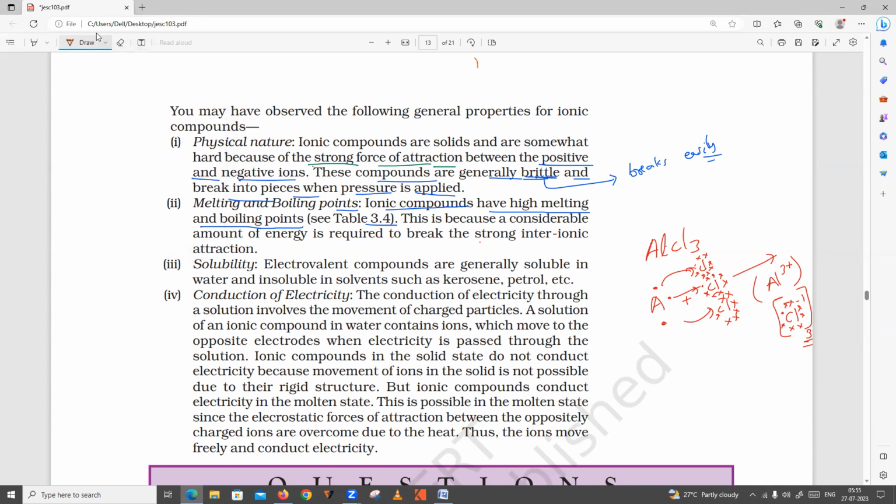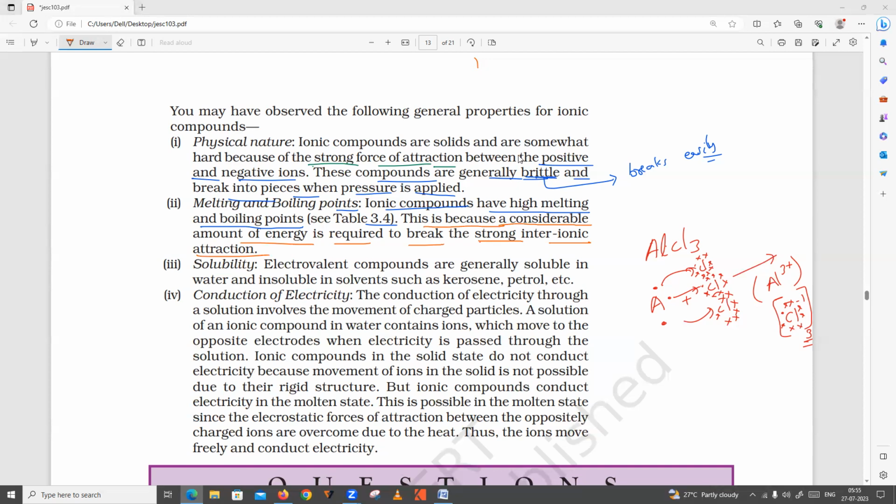Everybody, strong force of attraction, so that they have high melting points. This is very important, because a considerable amount of energy is required to break the strong interionic attraction. Interionic attraction, that is what? Electrostatic forces. Do you understand, everybody?